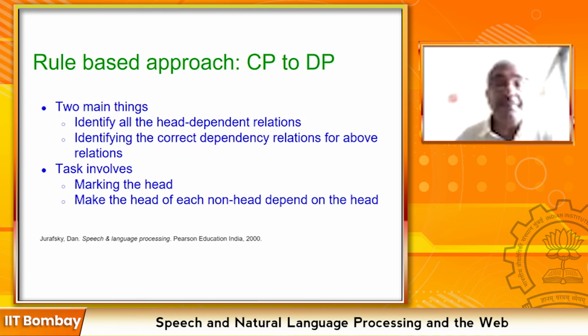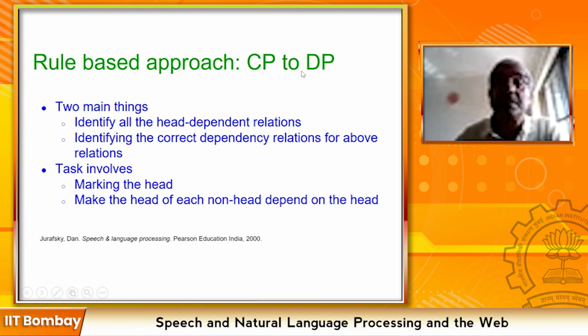And for the rule-based approach from constituency parsing to dependency parsing, there are two main things. Identify all the head-dependent relations, identify the correct dependency relations, and the task involves marking the head and making the non-head of each phrase depend on the head.